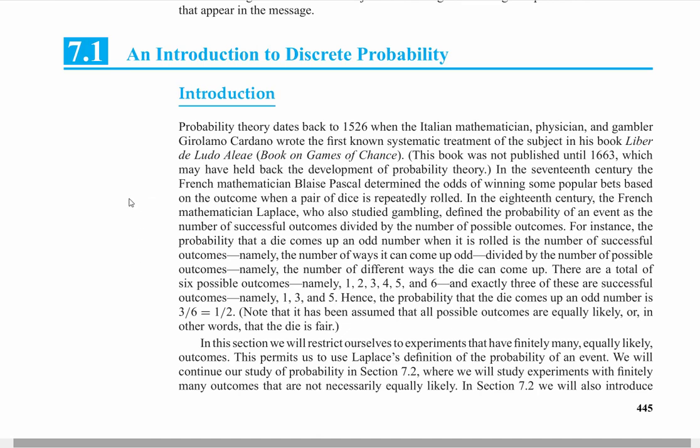All right, so in the book here, there's a nice discussion about the history of probability. It goes back to the Renaissance, 1526 in Italy, Cardano. Pascal, who we met earlier.